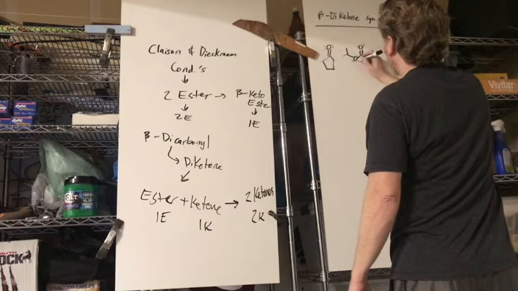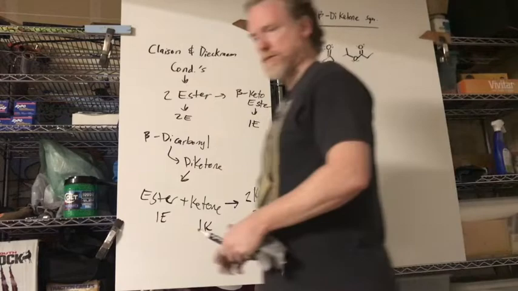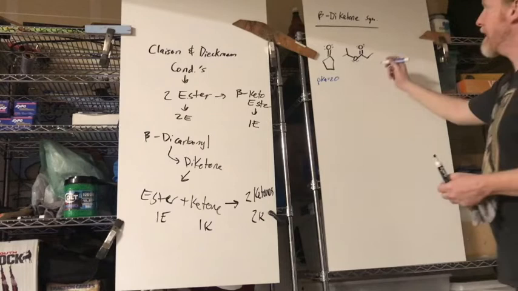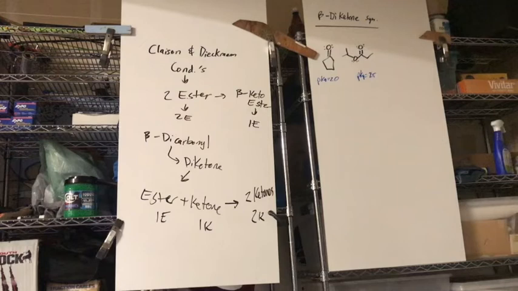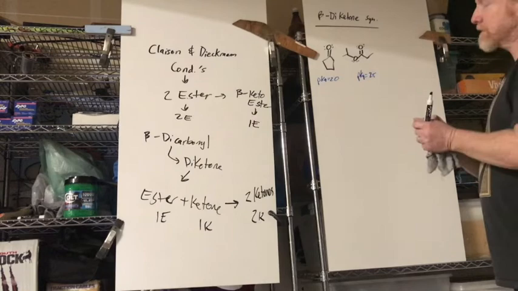Okay, so what's going to happen with this guy is we're going to make an enolate of the ketone. Why would we make the enolate of the ketone, not the ester? Well, both can happen, but the ketone will happen more often because the ketone's pKa is 20, where the ester's pKa is 25. So is that a big difference? Yes, this is on the log scale. This means the ketone is 10 to the 5, or 100,000 times a stronger acid than the ester. So the ketone is going to be deprotonated more often.